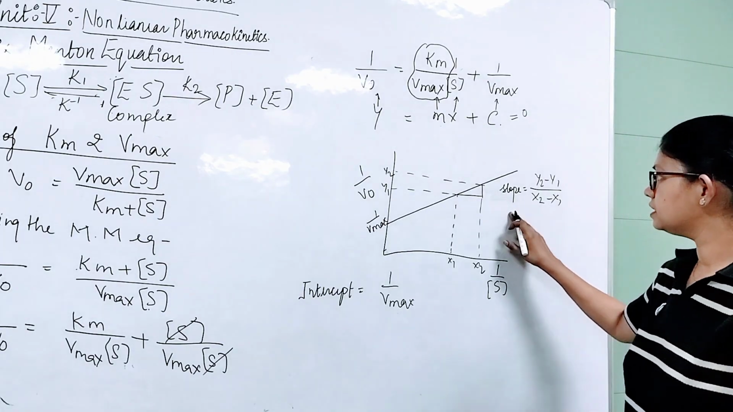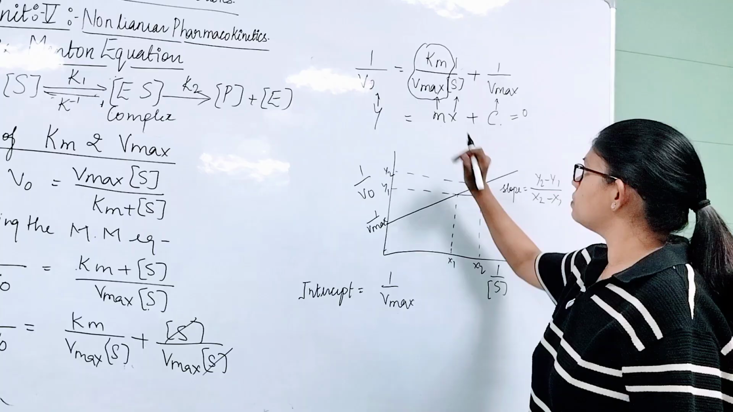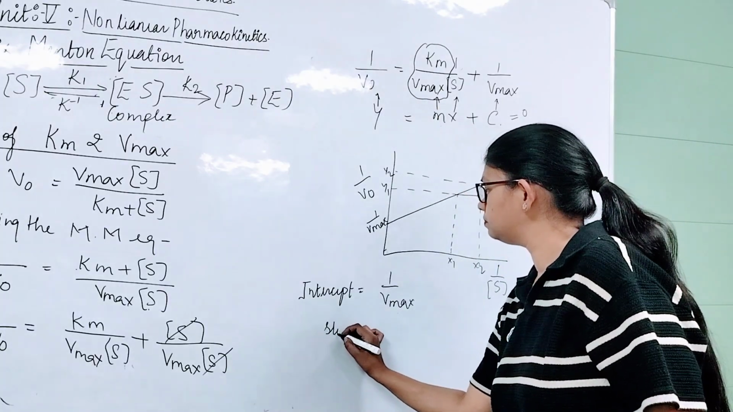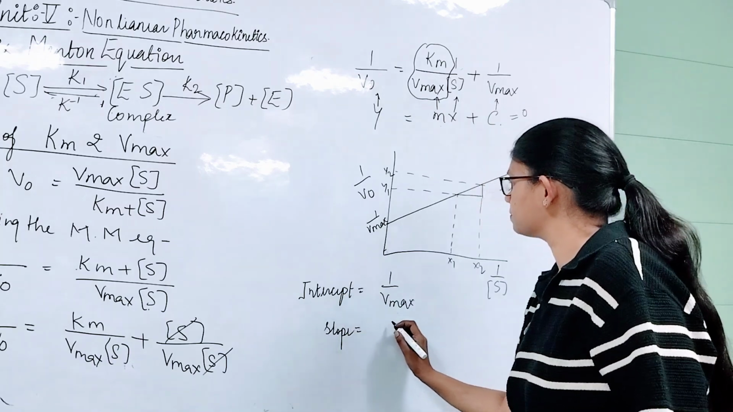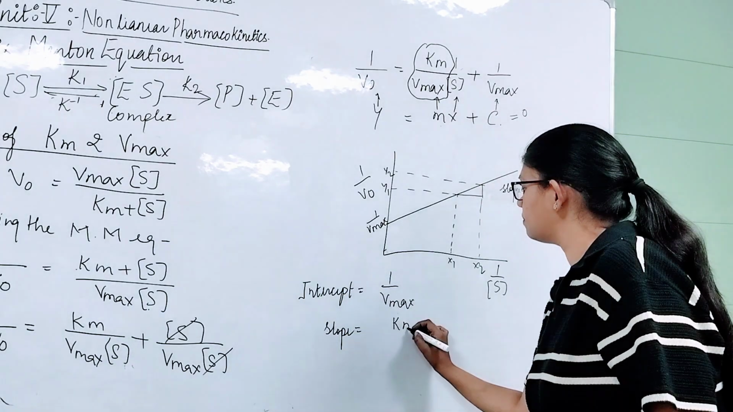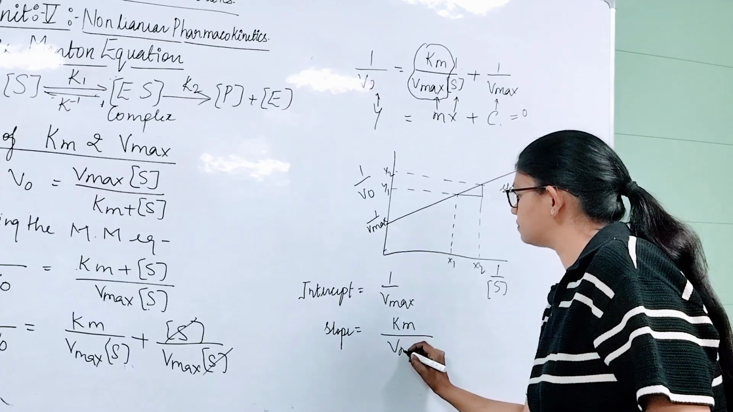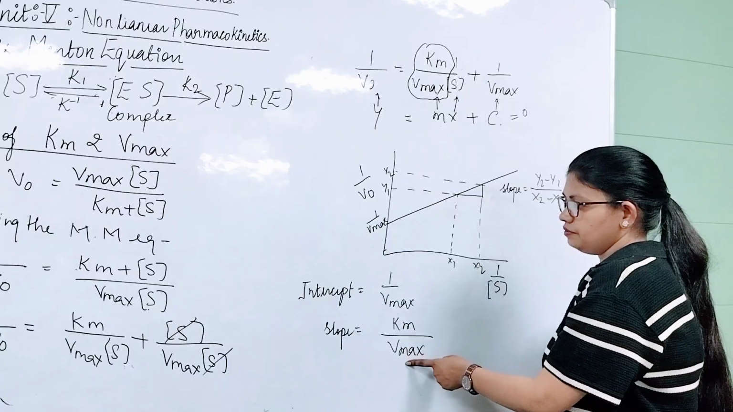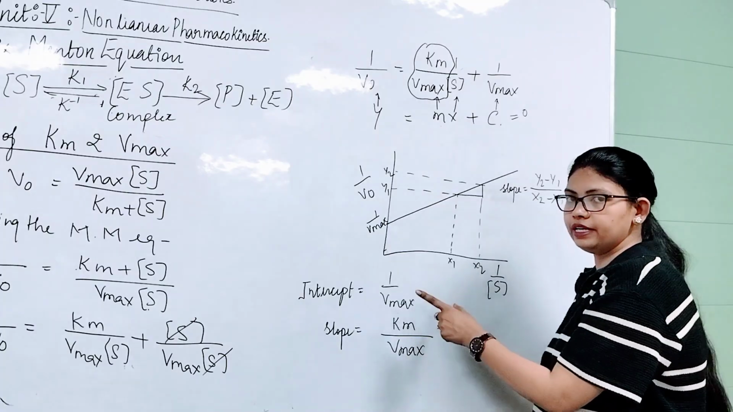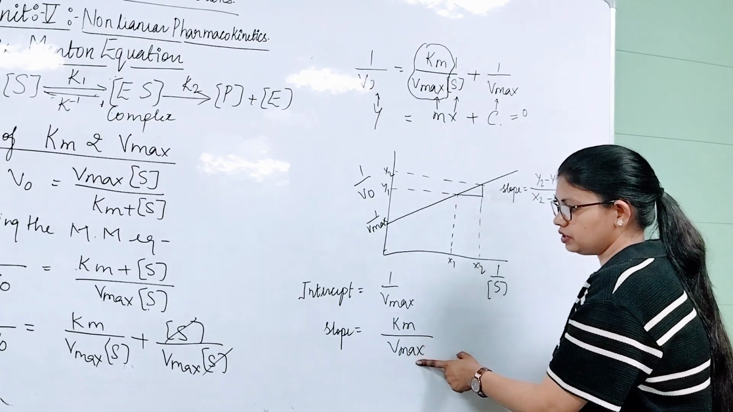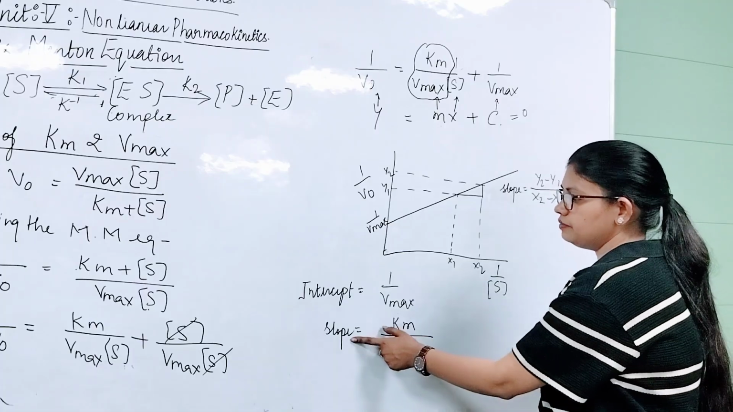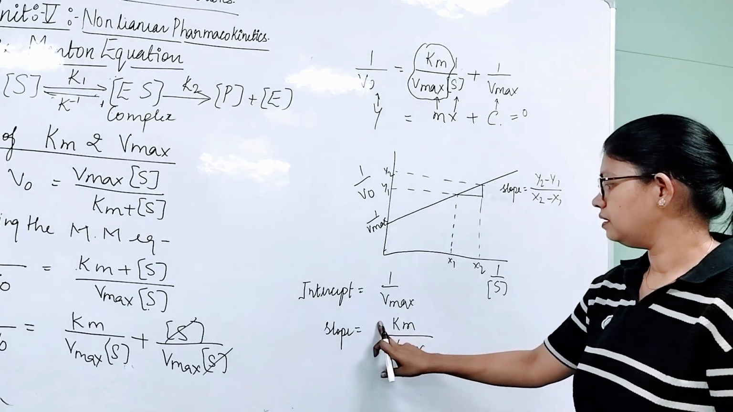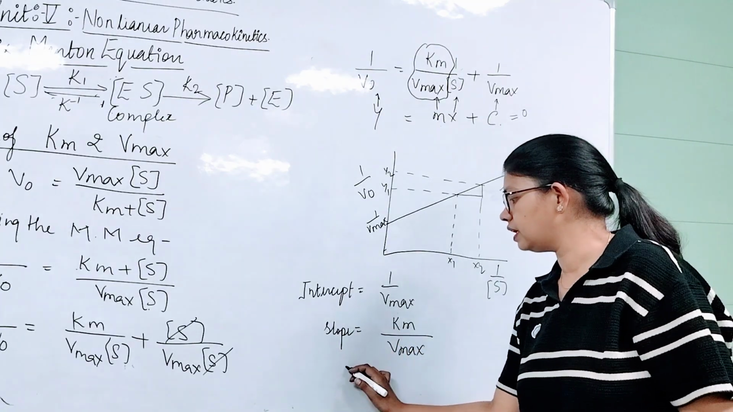So we obtain here the slope, and the slope is equal to Km upon Vmax. So here you can see that we already obtained the value of Vmax. We will put it here, and we obtained the value of slope from this formula, and then we can find out the value of Km.